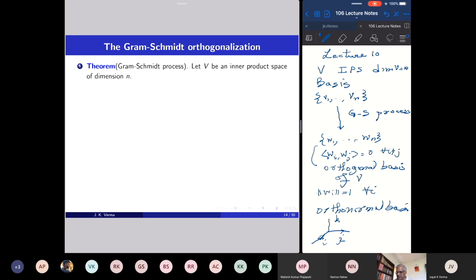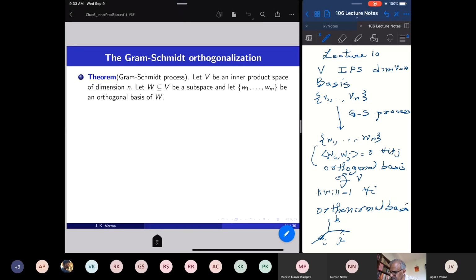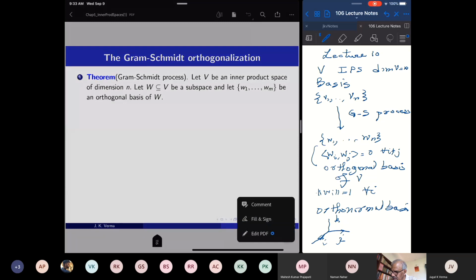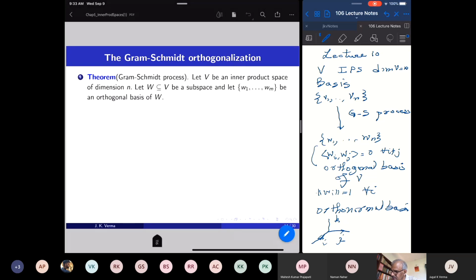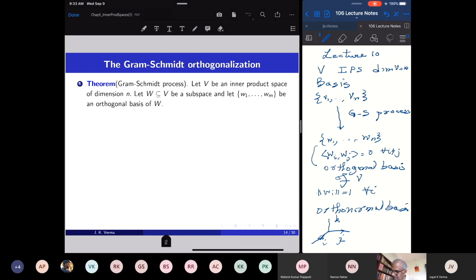So let us look at the formal statement of this. Suppose I have a subspace W of this vector space. By some method, I have access to a basis of this subspace, and suppose this is an orthogonal basis. W is a subspace. Its dimension could be 1 or 2 or whatever, but we have constructed an orthonormal basis of this subspace.